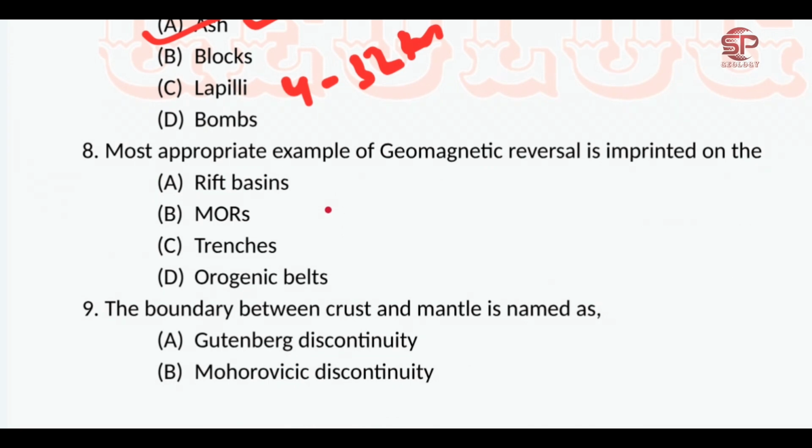The most appropriate example of geomagnetic reversal is imprinted on it. So the most appropriate geomagnetic reversal is always preserved in mid-ocean ridges, where magnetic stripes form. That is your Brunhes, Matuyama, Gauss, Gilbert. So mid-ocean ridges are the best place where geomagnetic reversals are recorded, and the best place for paleomagnetic study also.